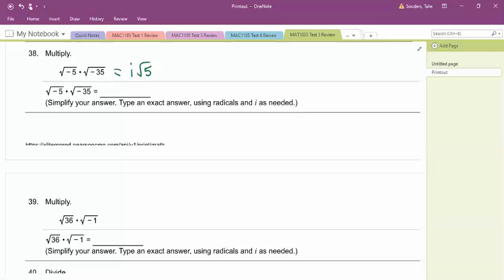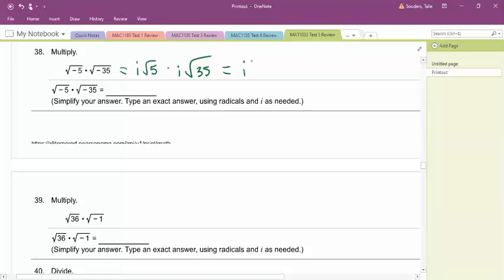Okay. How about the square root of negative 35? Same, you pull out the negative. Okay, now when we multiply them together, we have i times i. What is i times i on the outside? i squared. Very good. And then it's the square root of 5 times the square root of 35. The square root of 175.